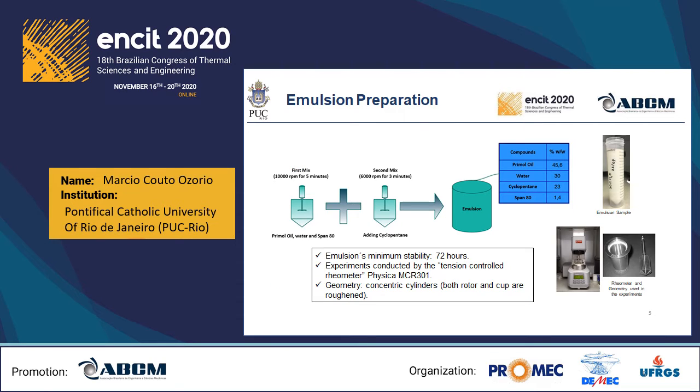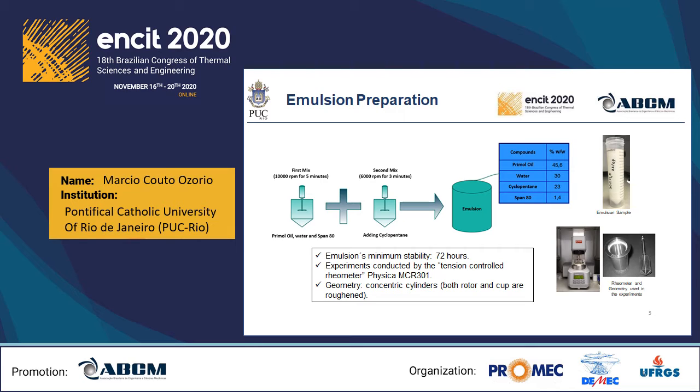Now I'm going to show the methodology that I used for all my experiments. The first step is to prepare the emulsion. First, I mix the model oil, the deionized water, and Span 80 for 5 minutes at 10,000 RPM. After that, I add CP and mix for 3 minutes at 6,000 RPM.